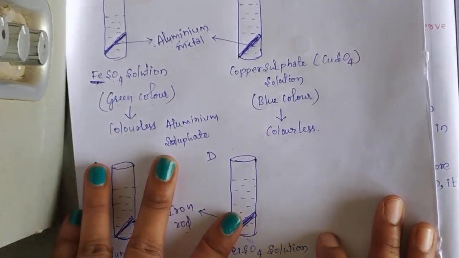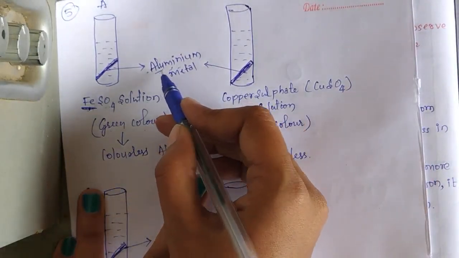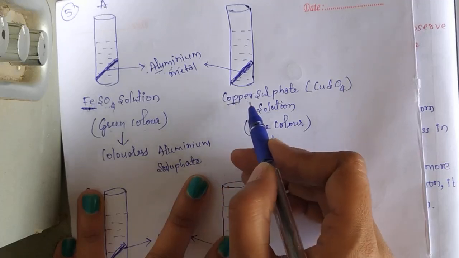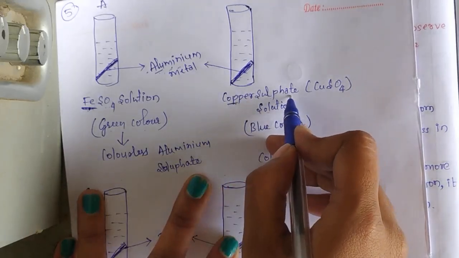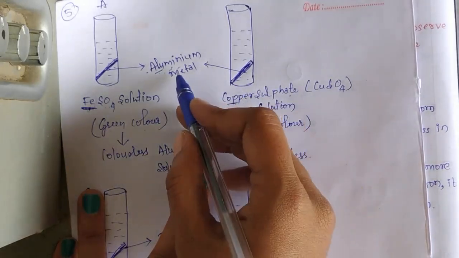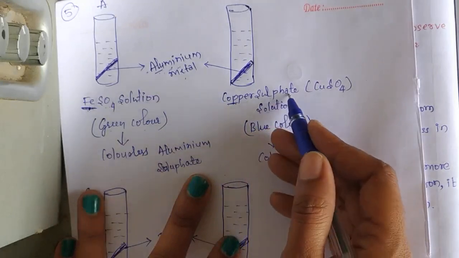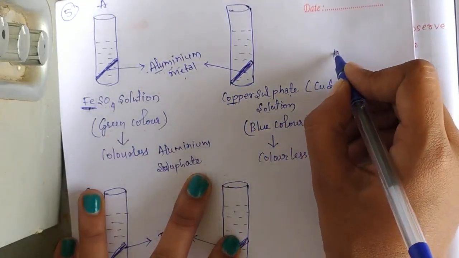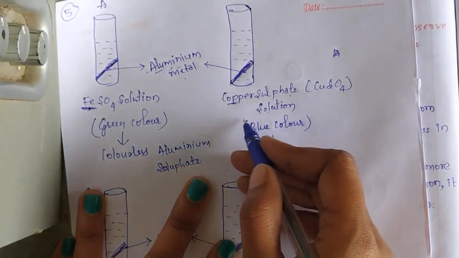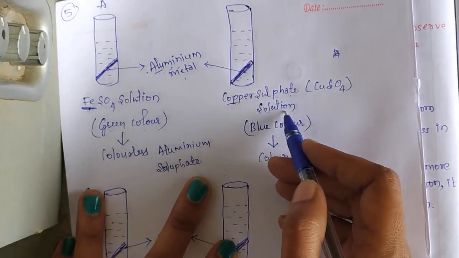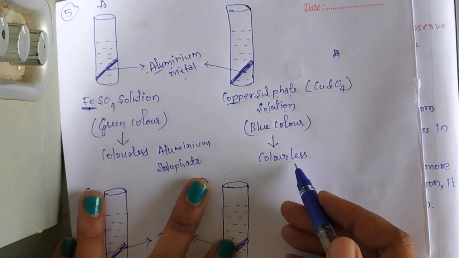Okay, this blue color changes into colorless because here also aluminum is more reactive than copper. That's why the copper ions in the copper sulfate solution are completely displaced by aluminum ions. As a result, copper sulfate is converted into aluminum sulfate and copper metal. As a result, the blue color of the copper sulfate solution disappears and we get a colorless solution.